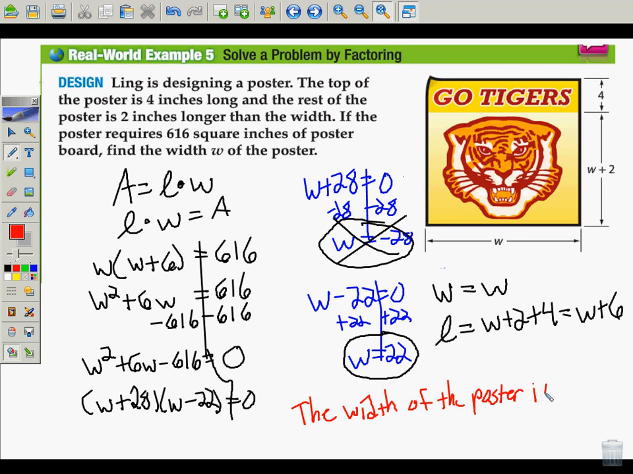A lot of steps, but setting it up wasn't so bad. You had to solve and get it into a trinomial. Once you have it in a trinomial equals 0, we can solve by factoring, and we eliminated our negative answer because it did not make sense to have a negative width.